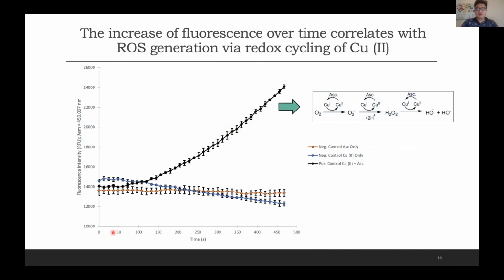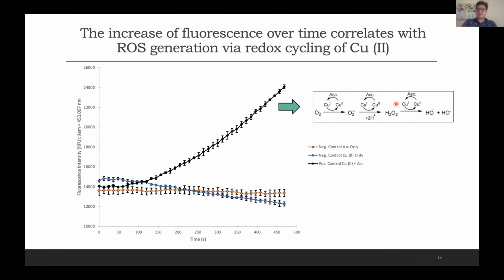So if you look at this figure, the x-axis represents time and the y-axis represents RFU, or relative fluorescence units, quantifying the intensity of fluorescence. If you look at the blue and orange series, these are the negative controls of our study, which is ascorbic acid and copper-2 only. And you can see that there is no growth of fluorescence over time, the fluorescence only being that of CCA. Conversely, for the positive control, which is the ascorbic acid and copper-2 in solution, you can see a growth of fluorescence over time. This is because this redox cycling is taking place, producing ROS and turning CCA into 7-hydroxy-CCA.